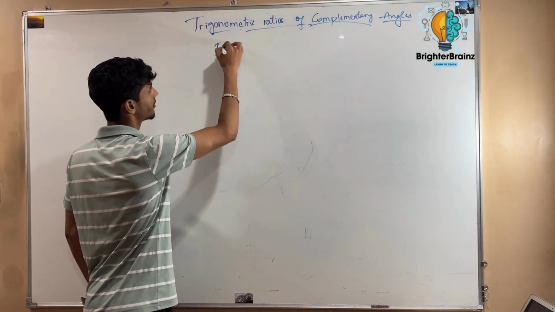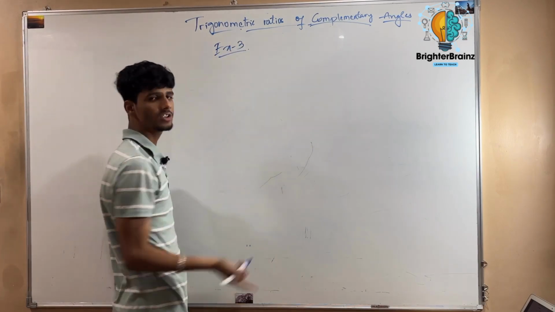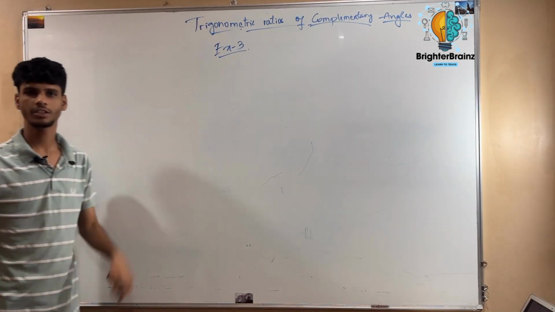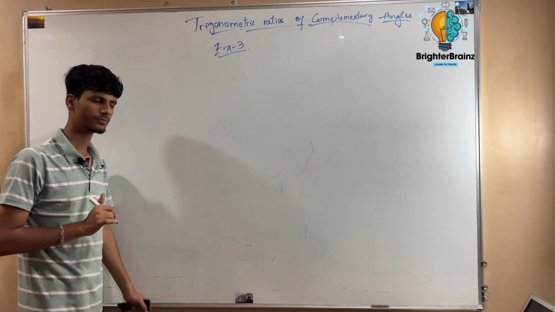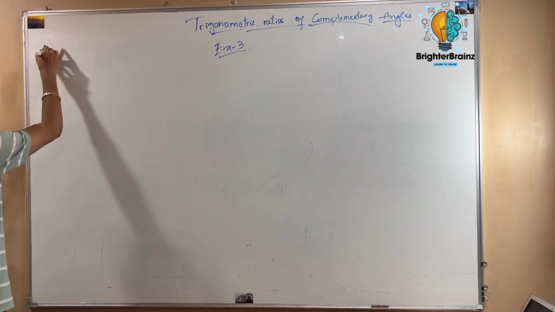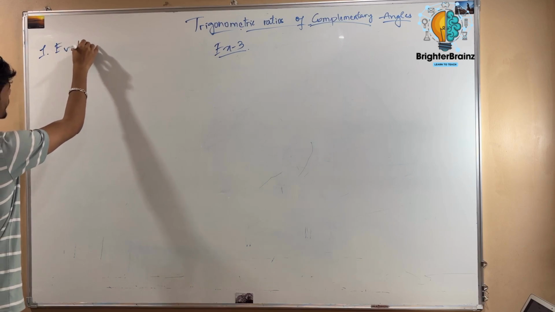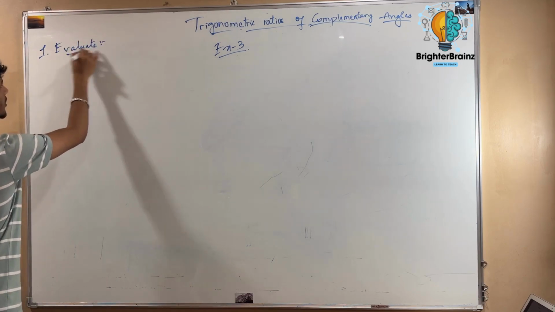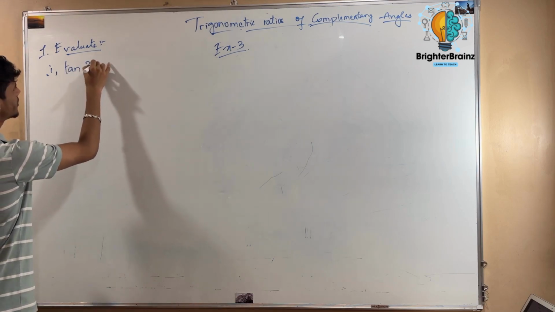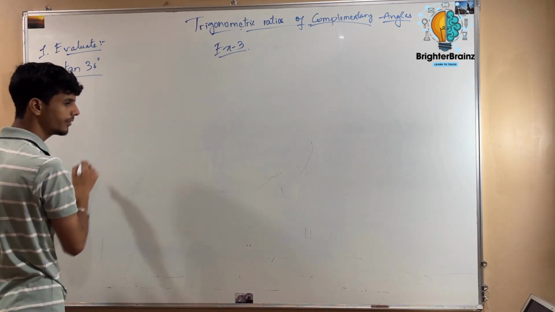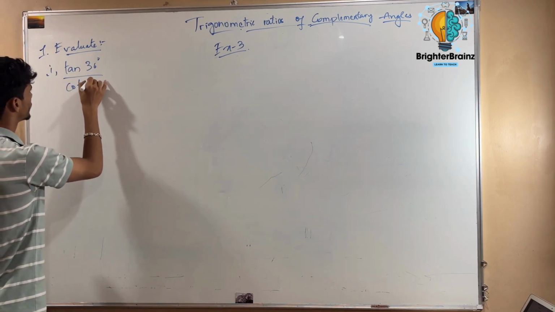Let's discuss exercise number 3. The concept is completely about the trigonometric ratios of complementary angles. It is based on only one topic. Now, first question, evaluate. First one is tan 36 degrees divided by cot 54 degrees.